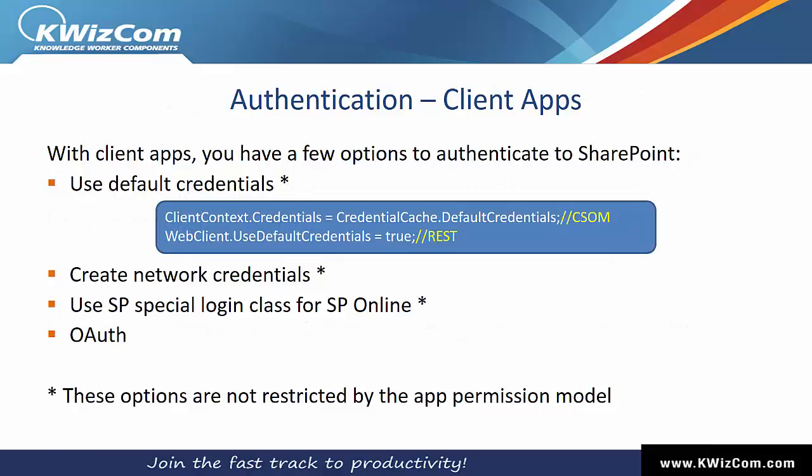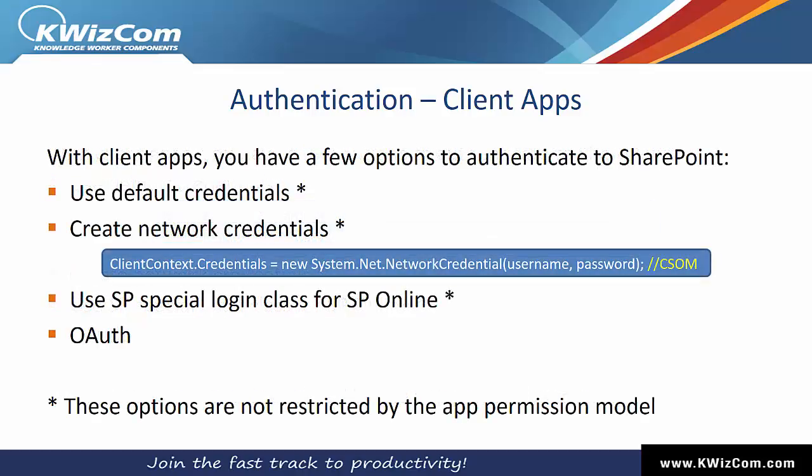With client-side apps, the situation is a bit different. You have a few more options to consider. The first option is to use default credentials. Here's a simple code sample for how to use your default credentials. This would work if your client is currently running and connected to a domain or has saved network credentials for that specific source, and then your app can take advantage of that. So that's probably not your best choice for 365 in most scenarios.